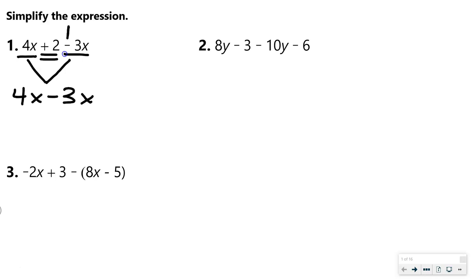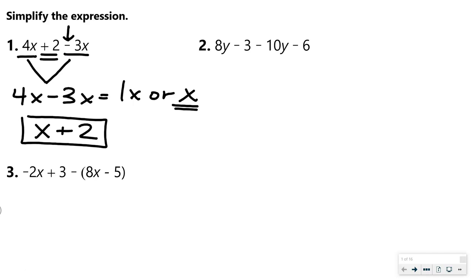We can combine like terms here, so we have 4x minus 3x. Remember to take down the sign that is in front in order to know what operation you are doing. 4x minus 3x is 1x, or just written as x. This is the standard format without the 1. Since there are no other constants that can be combined, I just bring this down, and my final simplified expression is x plus 2.